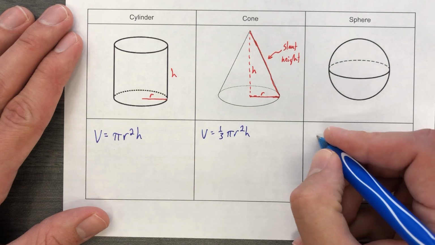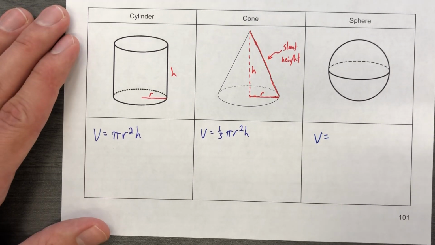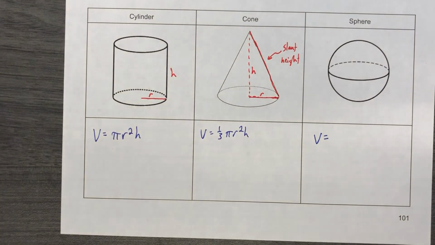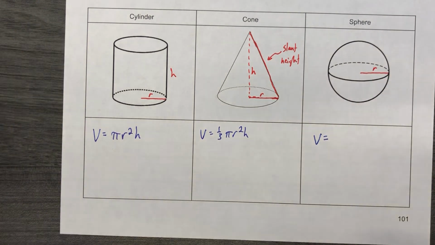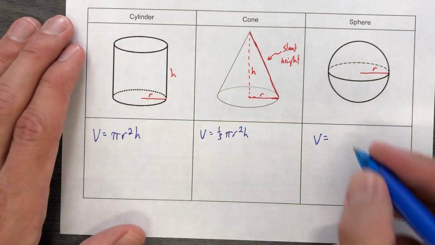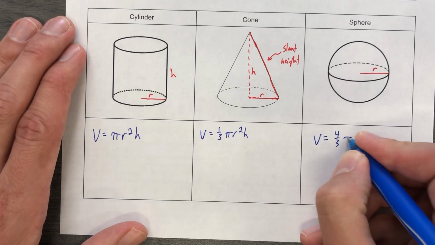And the sphere is, okay, I don't have a way to explain this one without just saying it. It's going to involve a little bit of calculus. There are other ways of explaining it as well. But it's 4/3 pi r cubed.